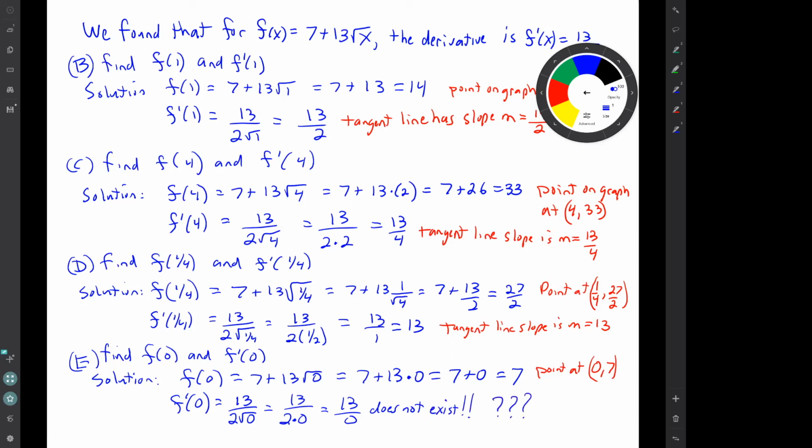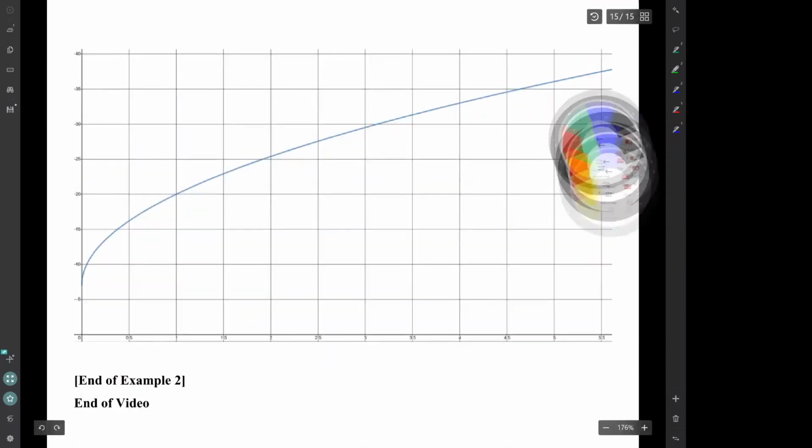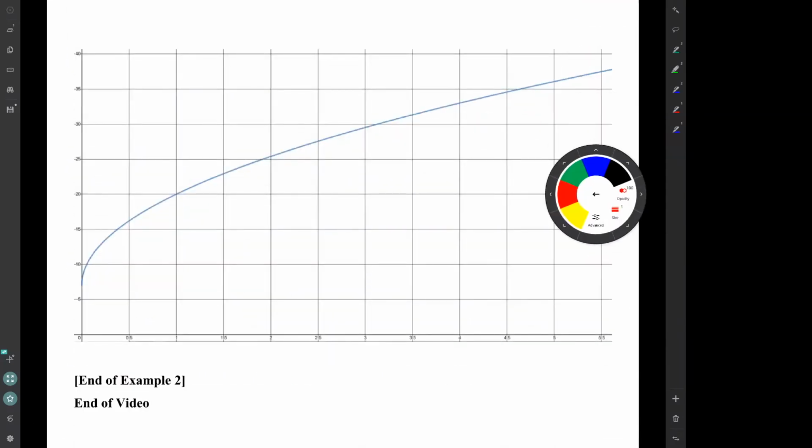All right, well, we have a strange result. f prime of 0 does not exist. I'm not sure what that is going to tell us. We'll have to go down and look at the graph. There's the graph of f of x equals 7 plus 13 square root of x. So let's illustrate our results from parts B, C, D, and E.